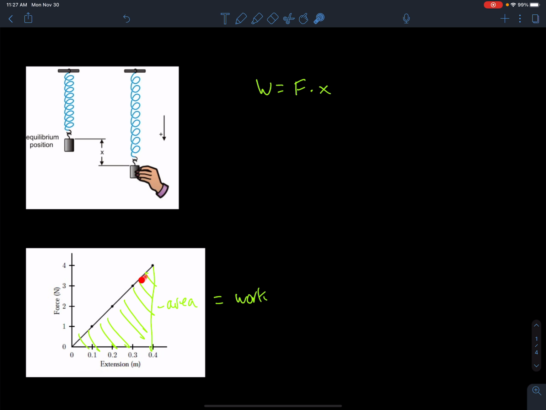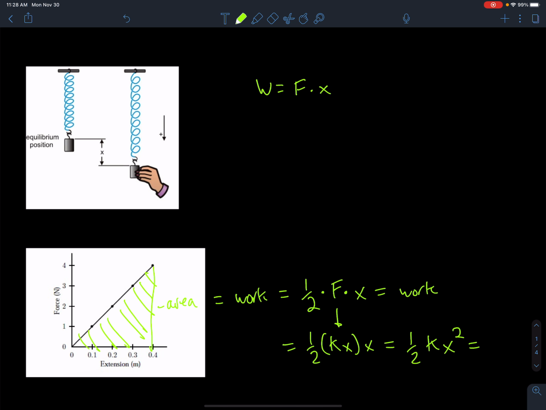And notice that it's a triangle shape. So in order to calculate that area, what this graph is telling me is 1/2 times force times displacement is equal to work. The 1/2 comes from the fact that this is a triangle: 1/2 base times height. Base is x, height is F. And we know that F for springs is equal to kx. So force is kx. If I multiply that through, 1/2 kx squared is equal to the work.